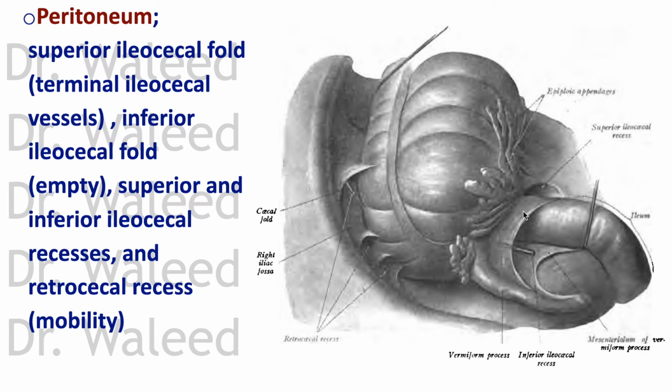And of course, if there is a fold, there should be a recess in most cases, especially if the fold is big, so it forms a recess underneath. This is the inferior ileocecal recess. This is the superior ileocecal recess. And as I told you before, the cecum partially protrudes in the peritoneum, so it makes a recess behind it, or multiple recesses beside it. These are called the retrocecal recesses, and they are responsible for the mobility of this part of the intestine, the cecum.